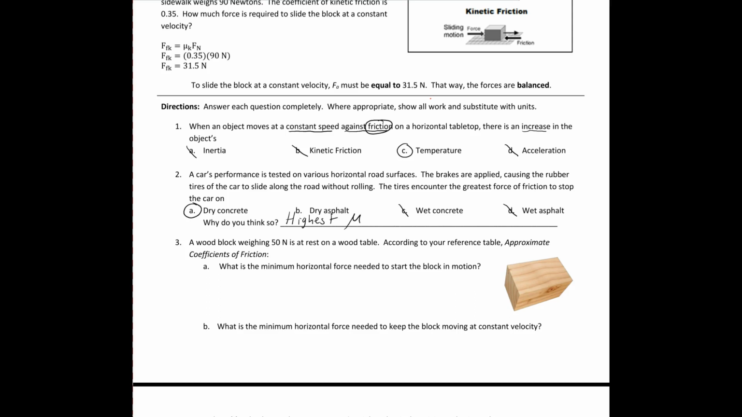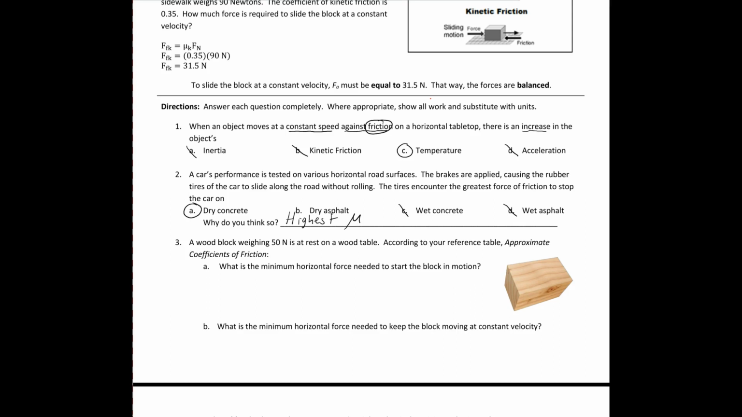Number three. A wood block weighing 50 newtons is at rest on a wood table. According to your reference table, what is the minimum horizontal force needed to start the block in motion? And what is the minimum horizontal force needed to keep the block moving at constant velocity?